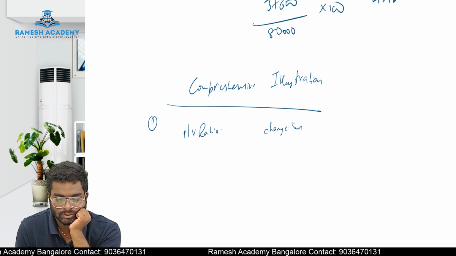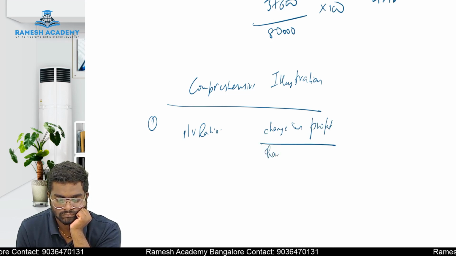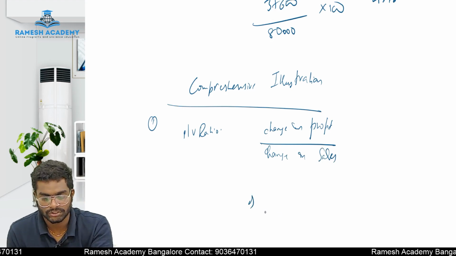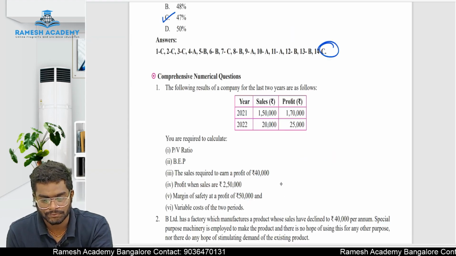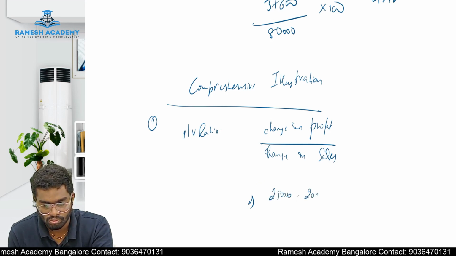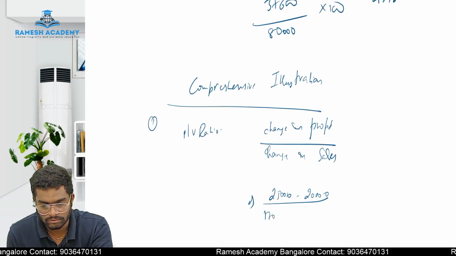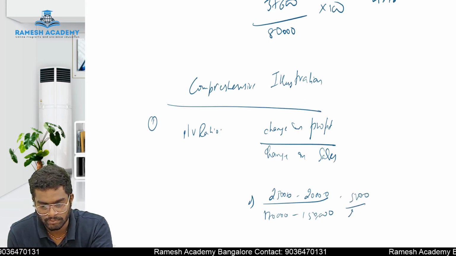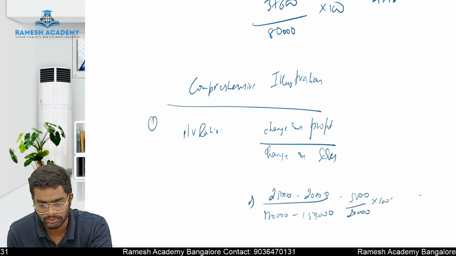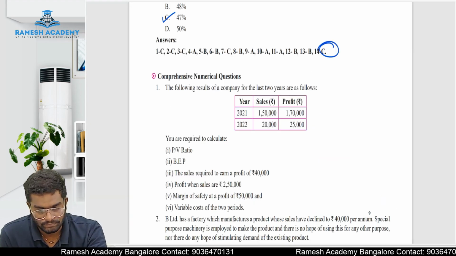So PV ratio is change in profit by change in sales. So it is 25 minus 20, divided by 1,70,000 minus 1,50,000. Which means 5,000 divided by 20,000 into 100, which means 25%. So done, PV ratio. Next, BEP.